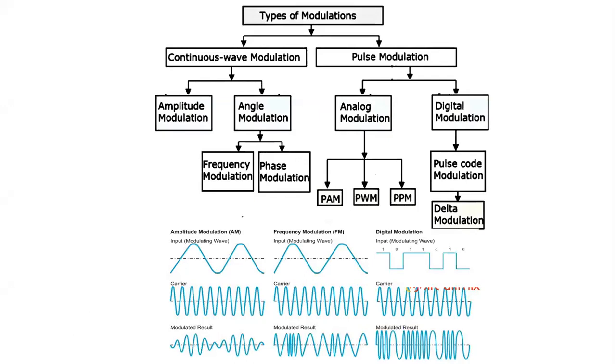So there are two types of modulation. Basically, one is with continuous wave and one is with pulse. This is what you have studied in the last semester. The continuous waves means we are talking about any kind of analog signal.